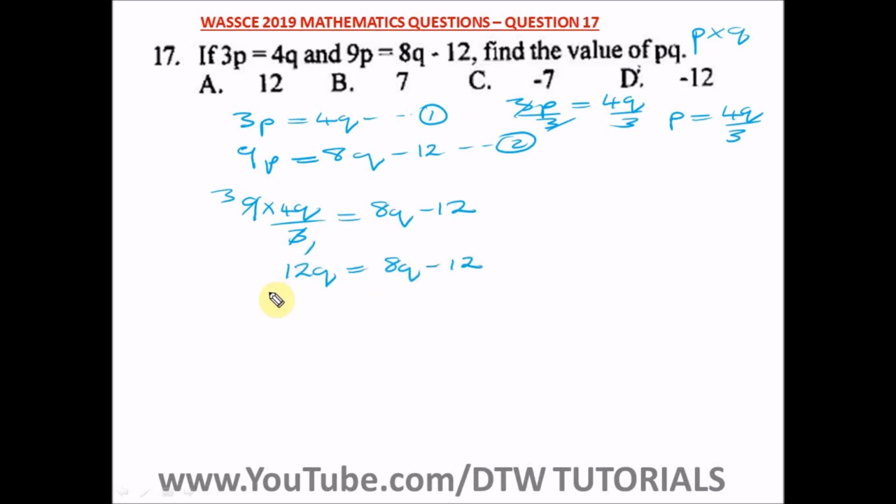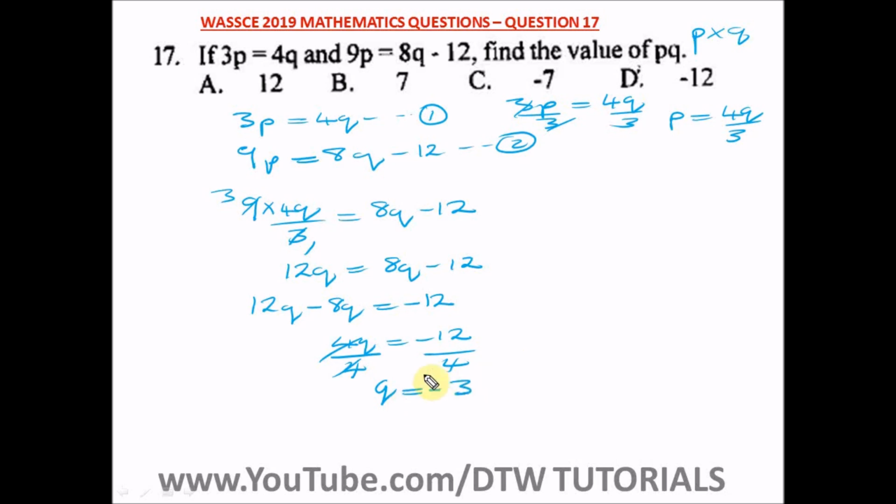So let's take q to this side. So we have 12q minus 8q is equal to minus 12. Alright, so 12q minus 8q will give us 4q, positive, equal to minus 12. So to get q, we divide both sides by 4. This will cancel out. How many times does 4 go into 12? That will go 3 times. Don't forget your minus sign. We have a minus 3.